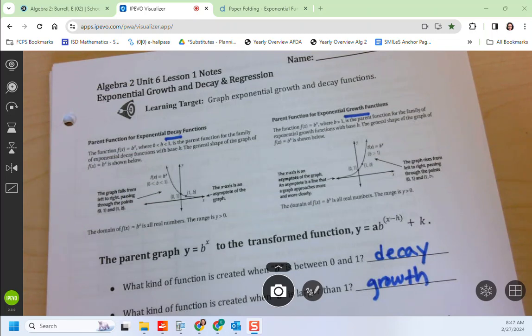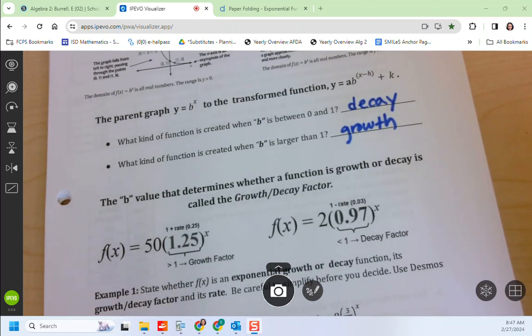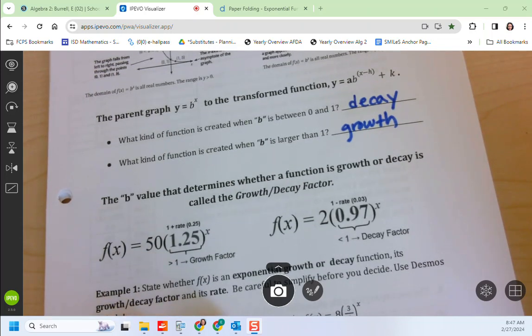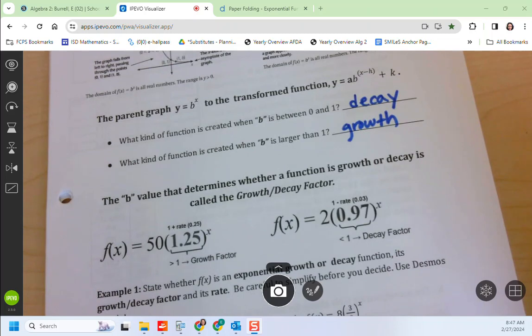All right. Look at A and B below. And I want you to decide if it is growth or decay, and the growth or decay factor and its rate. And actually, I think I'll need to get into those things with you in a minute. But start by just looking at A and B to determine if they're growth or decay.